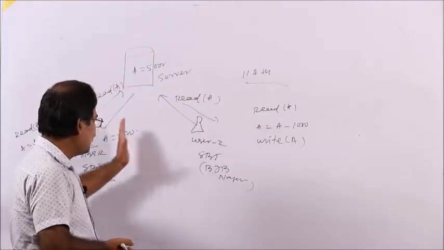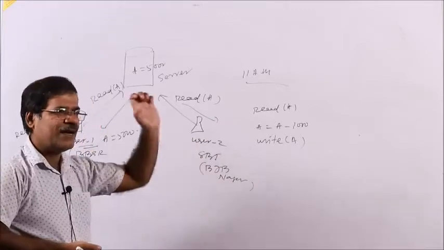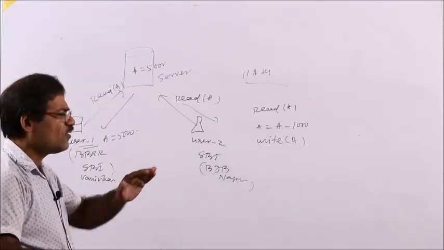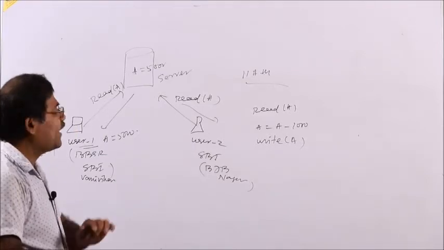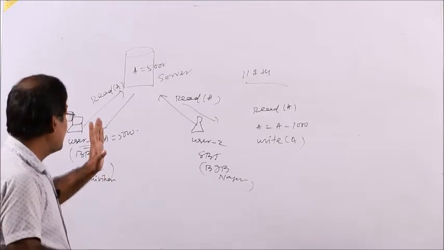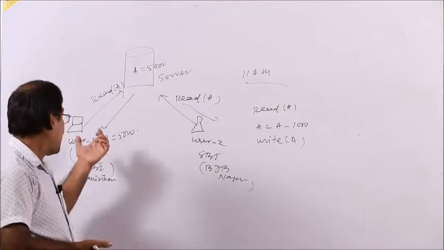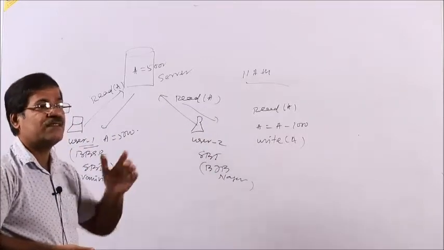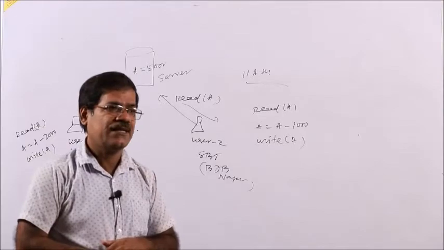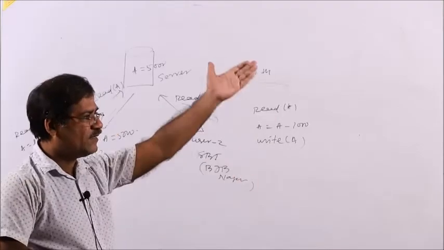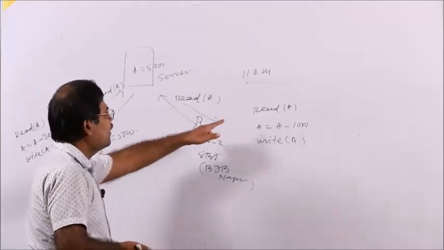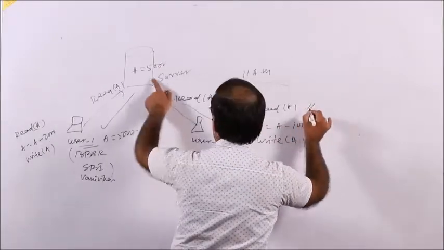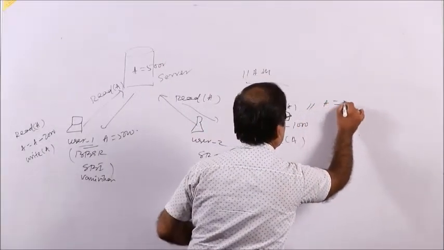So user 1 and user 2 both require your account at a particular time, doing some operation on the account. User 1 doesn't know about the other's effect. How would user 1 know that user 2 is using account A at the same time? That is not possible, because they are in different buildings. So what will happen? Read A means reading from the server: A is equal to 5000.